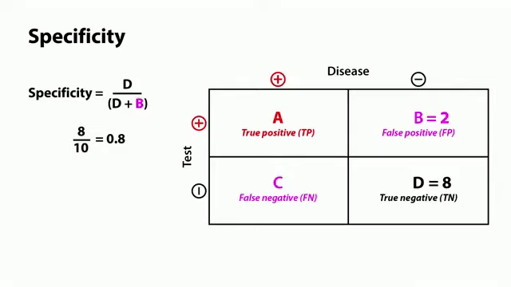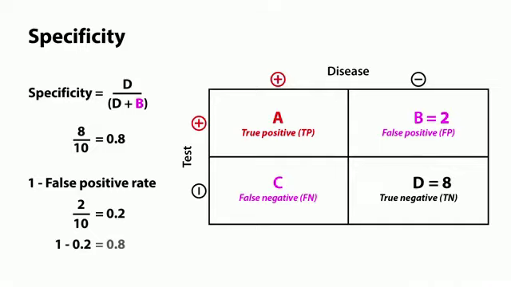Another way to calculate the specificity is 1 minus the false positive rate. The false positive rate is the number of false positives, in this case 2, over the total false positives plus true negatives, in this case 10. So 2 over 10 would be 0.2. So the specificity would be 1 minus 0.2, which is 0.8 or 80%.